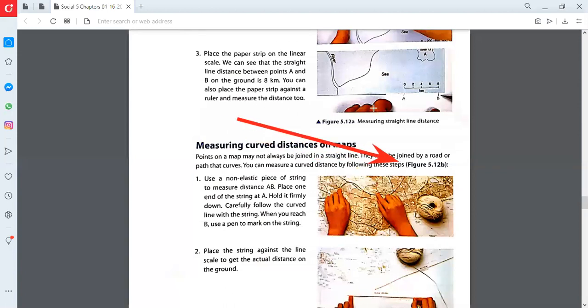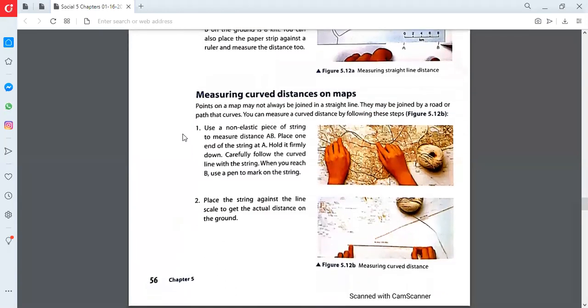They are giving you the example of figure 5.12b. If you see this picture, there are two things showing. They are showing you measuring curved distance. Let's see. Use a non-elastic piece of string. String is just a thread, the thread which is used to make a fabric.